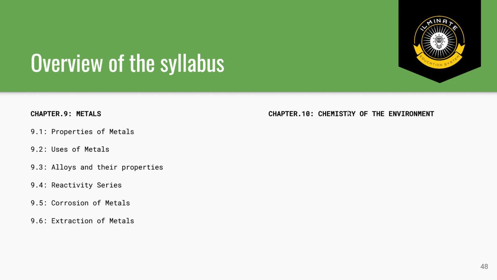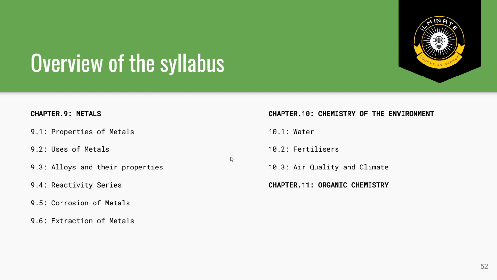For chapter 10, chemistry of the environment, we'll be looking at how we apply whatever we studied to the actual environment and surroundings. We'll be looking at water, how we treat water, and how the water cycle works. And then we have fertilizers and air quality and climate, which is stuff you also learn in geography mostly, so we'll be looking at that as well.